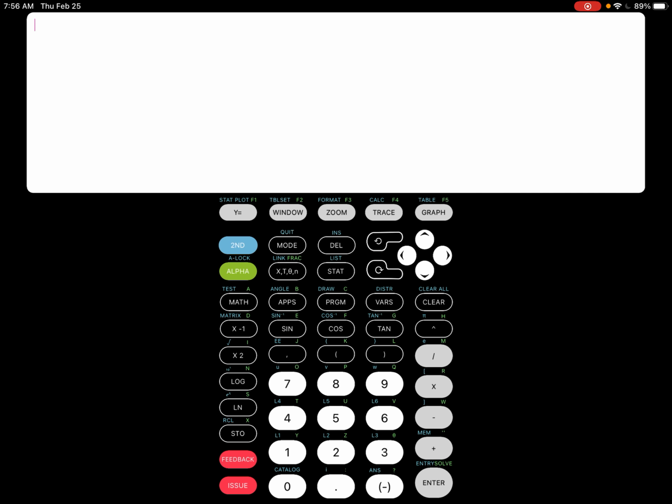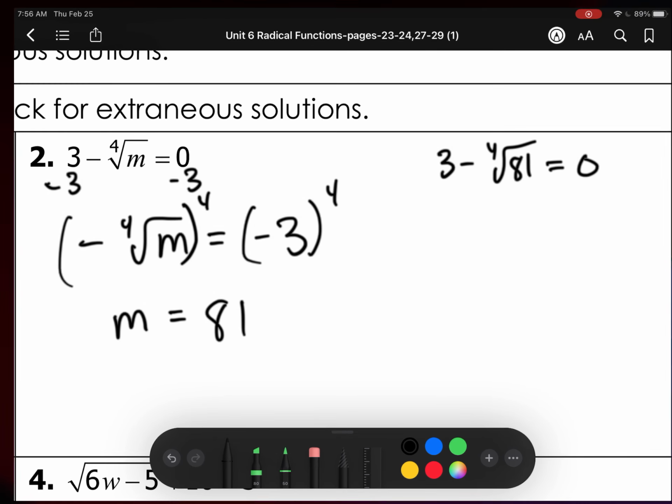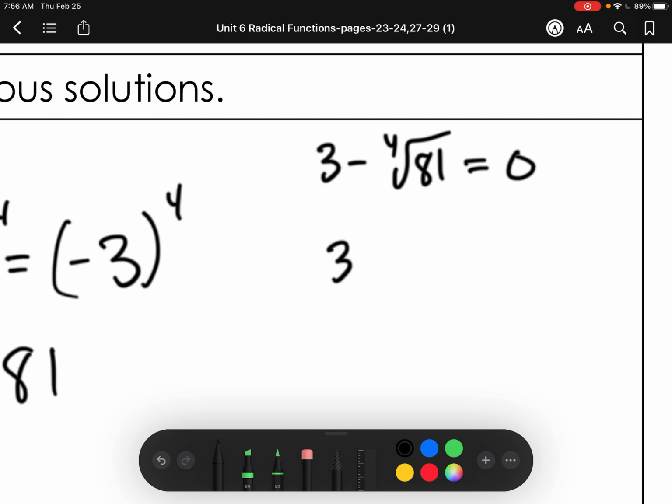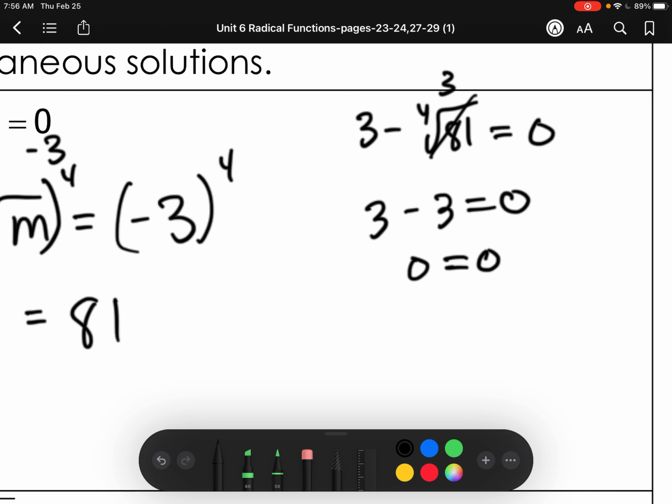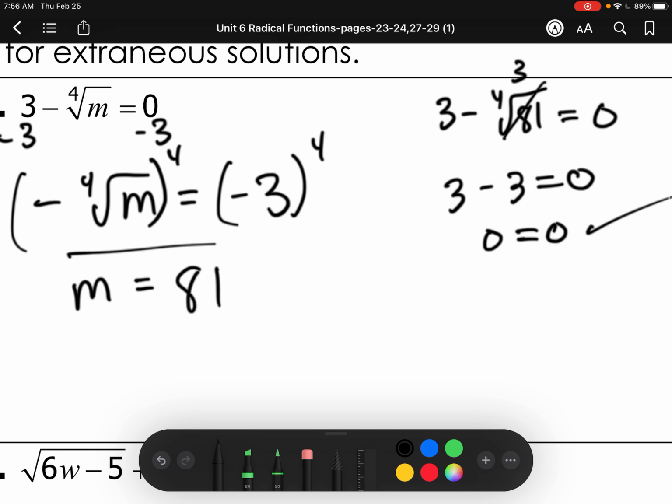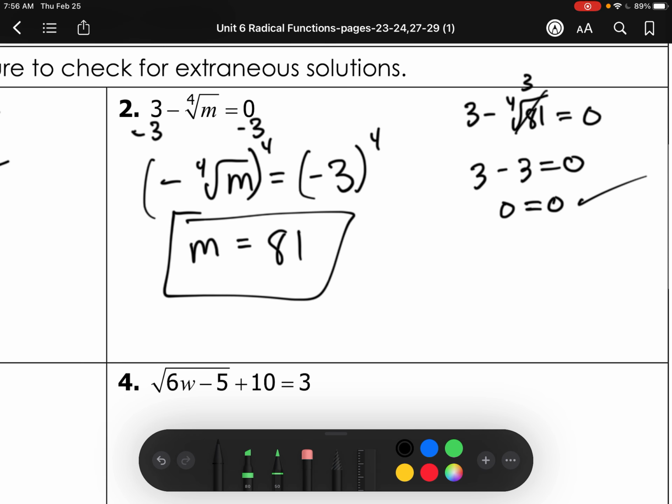What you're going to do is click math. You're going to go to the 5th option. If you're not using this app, if you're using the class set of graphing calculators, you're going to have to change it to 4. So I'm going to type in 4 right here, and then I'm going to type in 81, and the 4th root of 81 is 3. So we're left over with 3 minus 3 is equal to 0. 3 minus 3 is 0. So 0 is equal to 0. It checks out. So our answer is m is equal to 81.